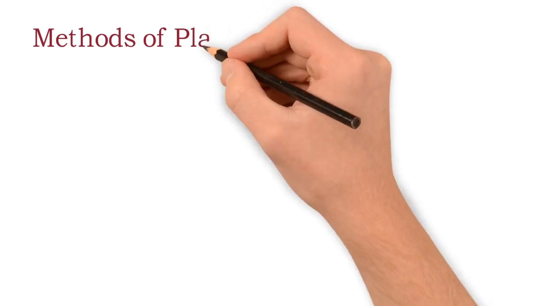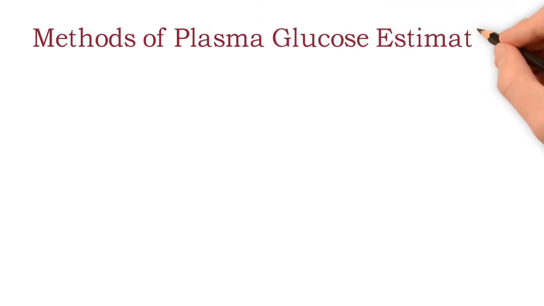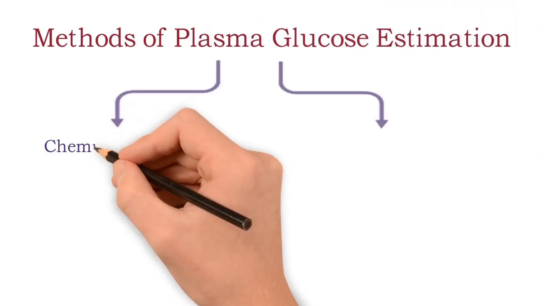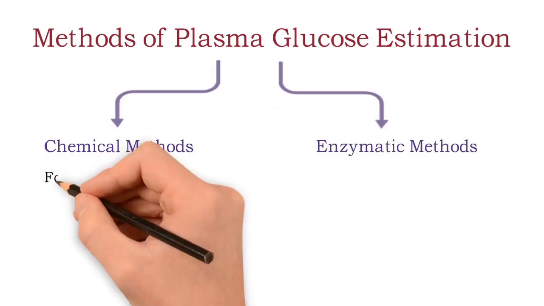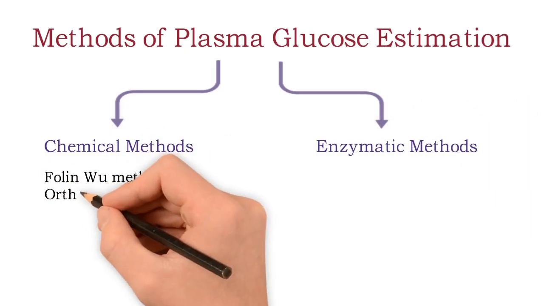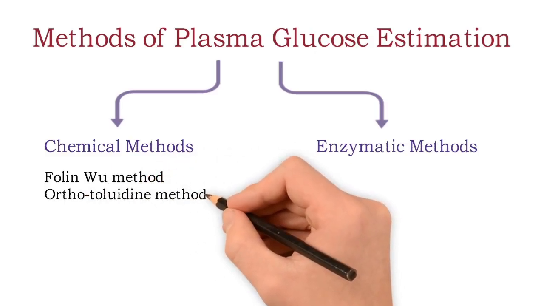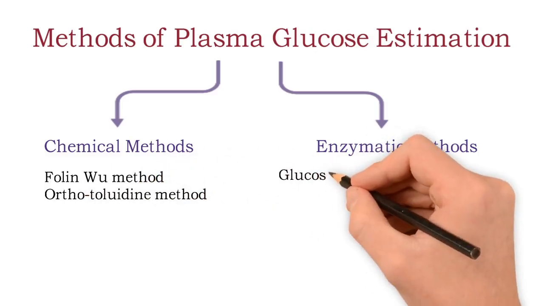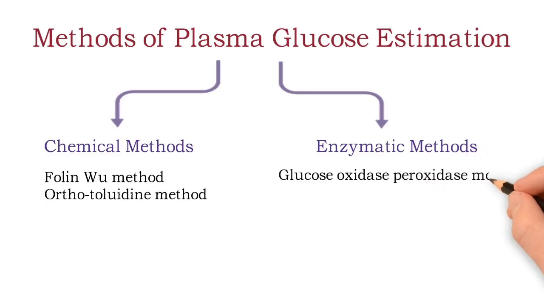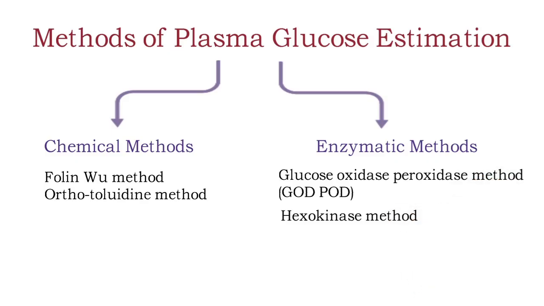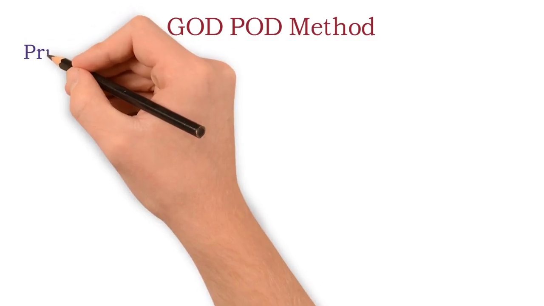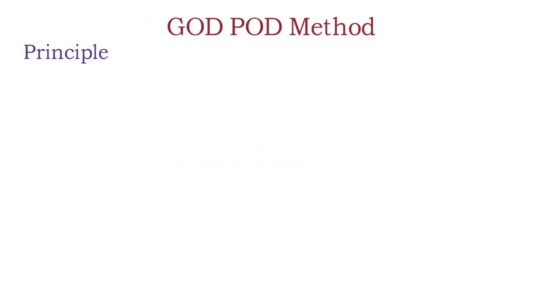Now we'll see the different methods of plasma glucose estimation. These are of two types: chemical methods and enzymatic methods. Chemical methods include Folin-Wu method and orthotoluidine method. And enzymatic methods include glucose oxidase peroxidase method, that is also called GOD-POD method, and hexokinase method. We will discuss glucose oxidase peroxidase method. First we will see principle of this method.